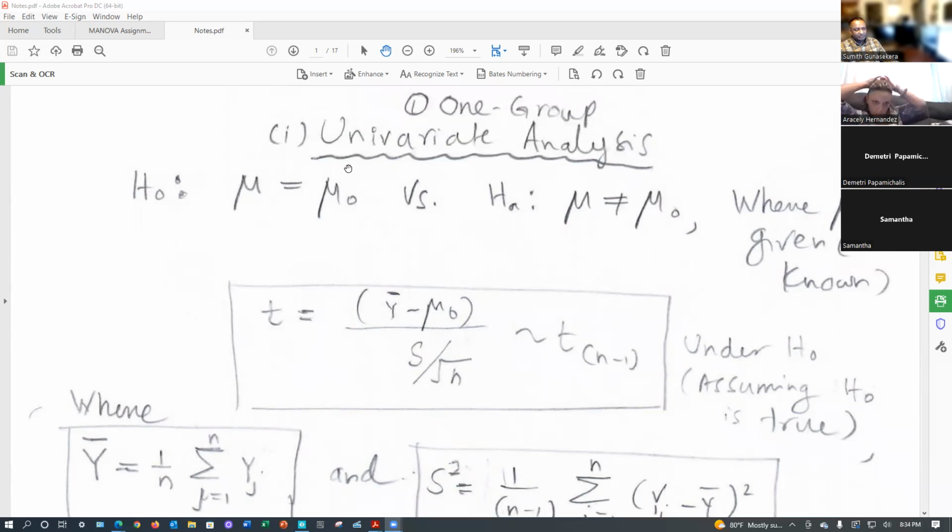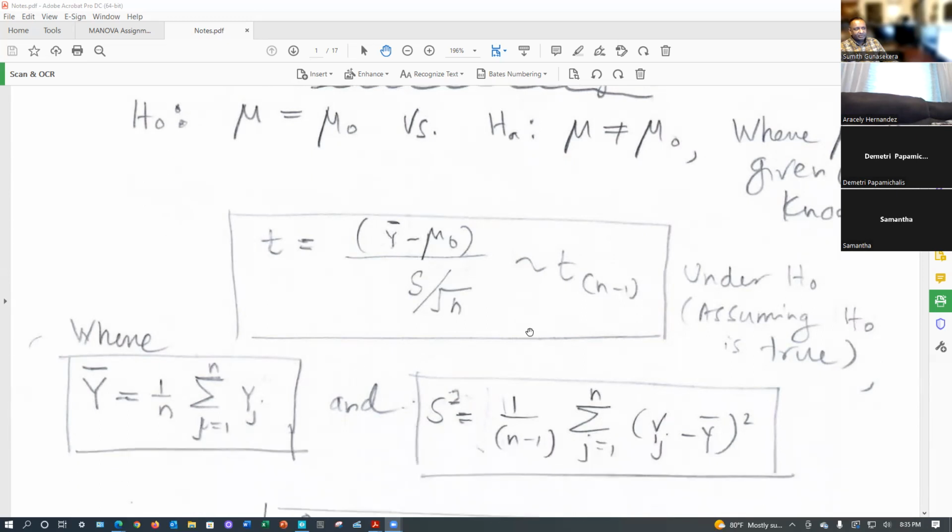For the population, we pick a sample. That sample has a mean. And instead of mu, you subtract mu naught, because you are assuming that H naught is true. It's called under H naught. And divided by S divided by square root of n, that should be distributed according to the t distribution with degrees of freedom n minus 1.